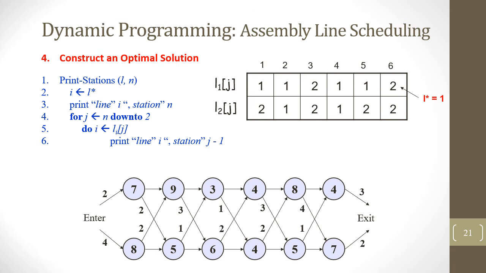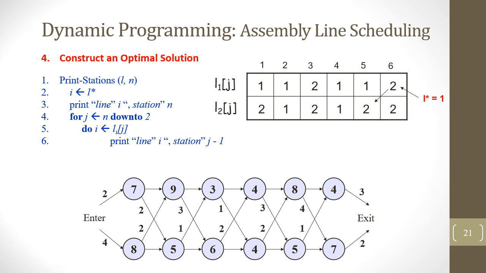So we go to the index of line 1 station 6. So we came to line 1 station 6 from line 2. So we go to station 5 line 2. Since from this station we went to this station, that's why we have a 2 here. So on station 5 line 2, we came here from line 2 station 4.